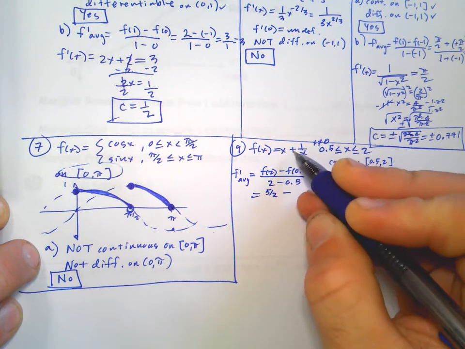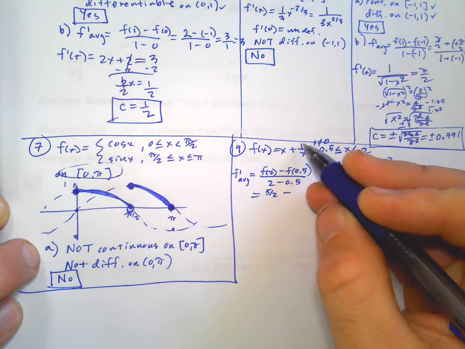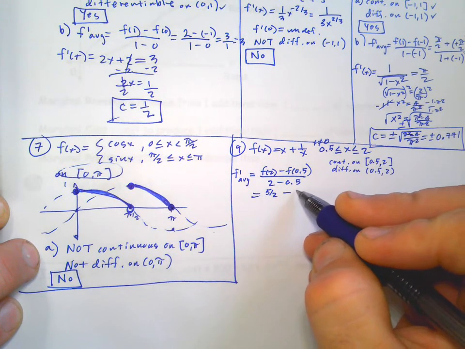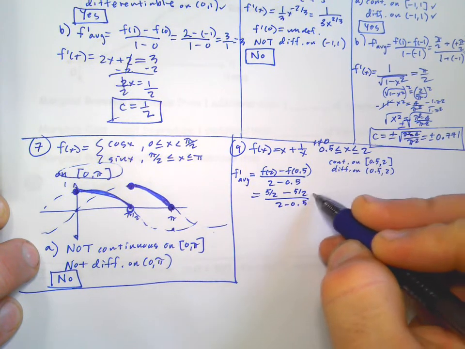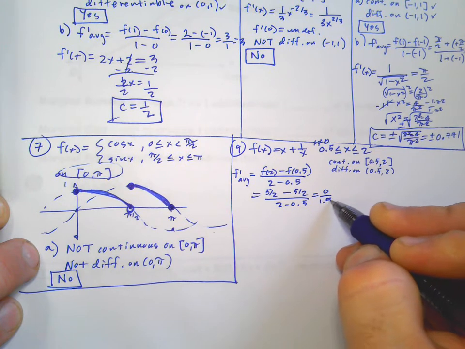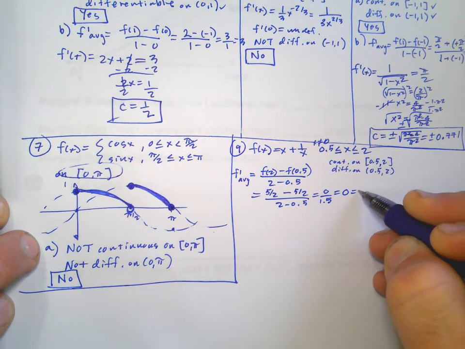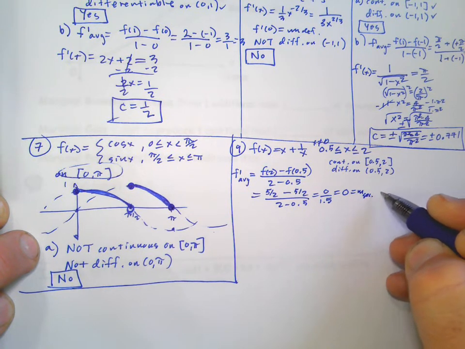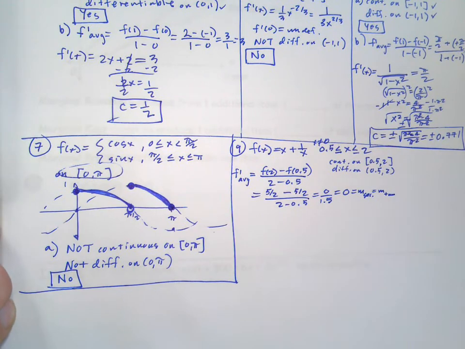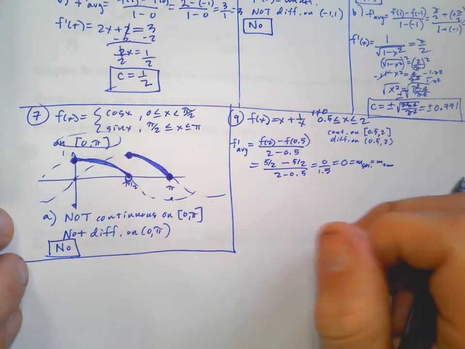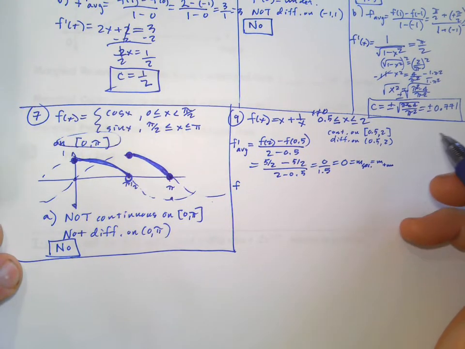Plug half in here, you get half plus 1 divided by 2 becomes 2. So you get 5 halves that way also. So you get 0 over 1.5 is 0. Now this is the slope of your secant line and your tangent line. So it's 0.